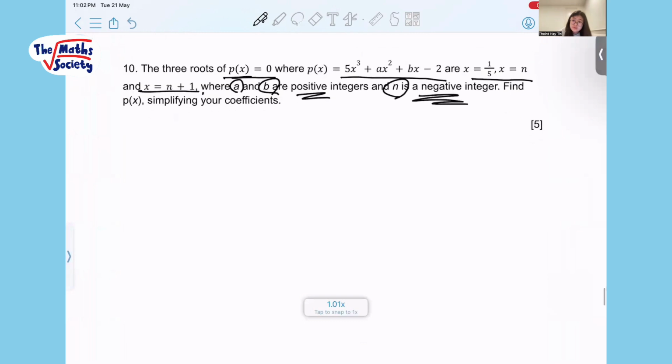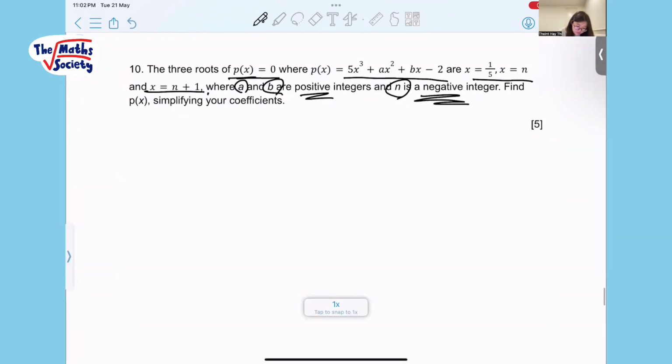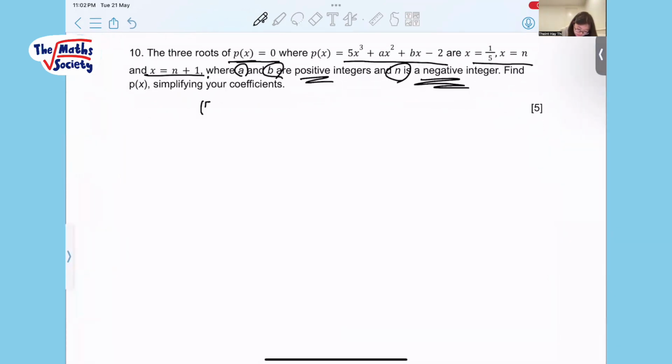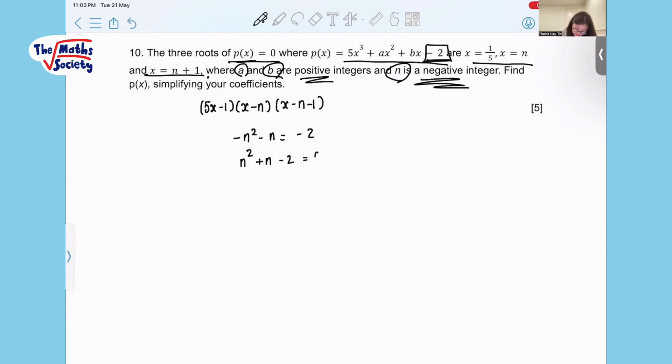So basically we know that's going to be like n. So we can write down that it's 5x minus 1, x minus 1, and it's going to be n plus 1, so it's going to be x minus n minus 1. And then we can just multiply it to get an n. So it's going to be like minus n squared minus n, that's going to equal to minus 2 because we have the minus 2. And then we just simplify, which is going to be like n squared plus n minus 2, because minus 2 is going to come to the left side.